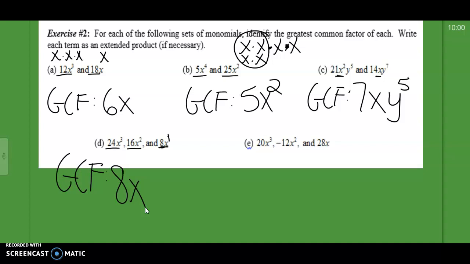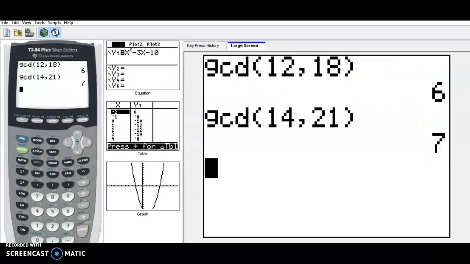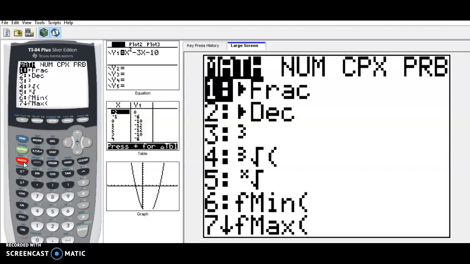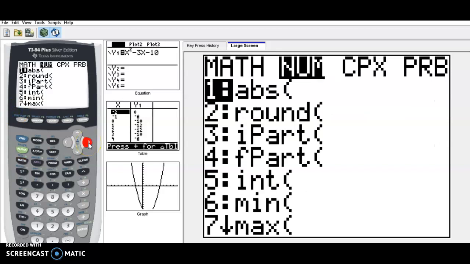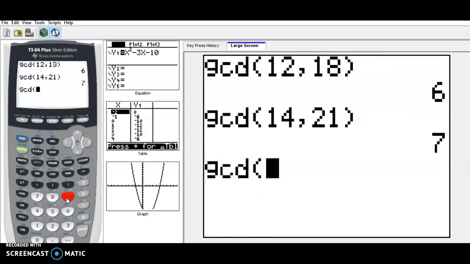And then finally, 20, negative 12, and 28. Ignoring the negative, let's try the calculator for this one. Now with the calculator, go ahead, press math, number, so go over to the right one, and then it's 9 for the GCD, greatest common denominator, greatest common factor. Use the smallest 2 numbers, but use the positive version.